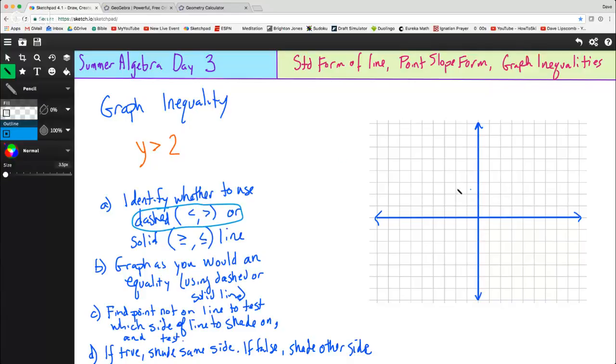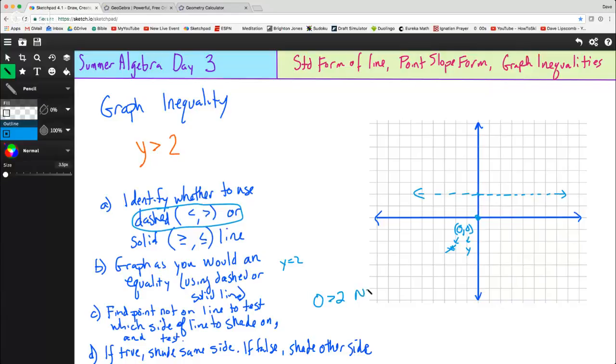The way we graph y is greater than, we're going to graph as we would an equality. So we're going to graph like it's y equals 2. And that turns out to be a horizontal line, as we know, like this. Now we have to figure out whether to shade above or below the line. So let's try again our point 0, 0. We're going to test 0, 0 and see if it makes this true. So we put a 0 in for x and a 0 in for y. Well, there's no x's in the equation, so we don't have to worry about that. But we'll put a 0 in for y. So is 0 greater than 2?